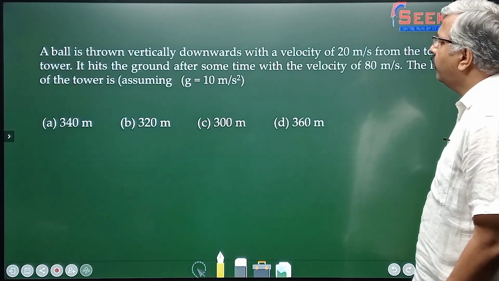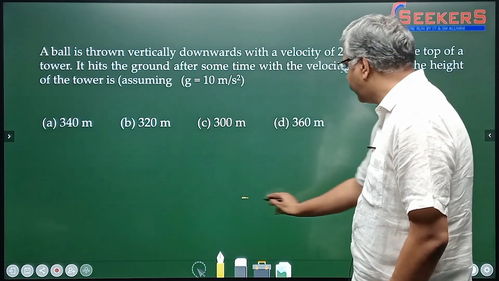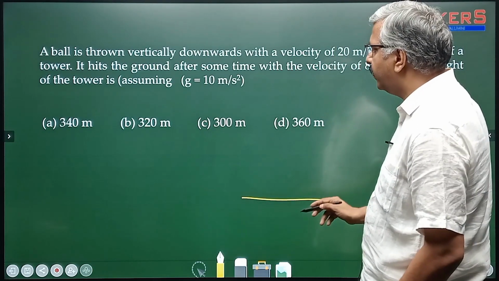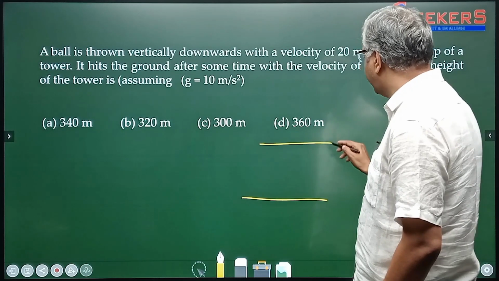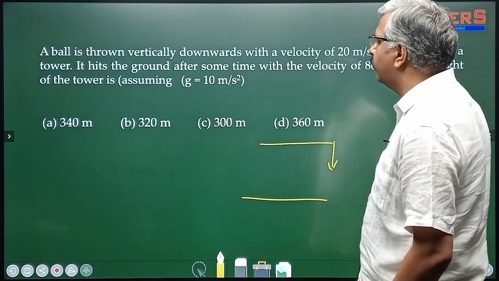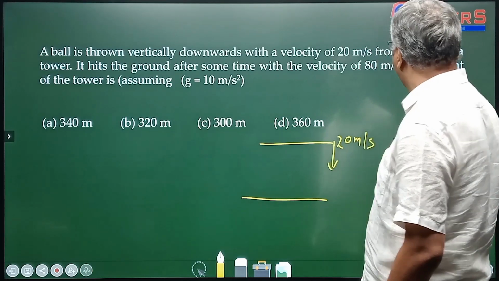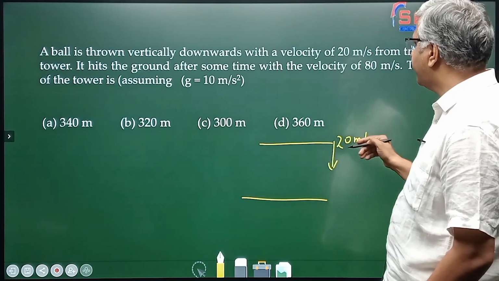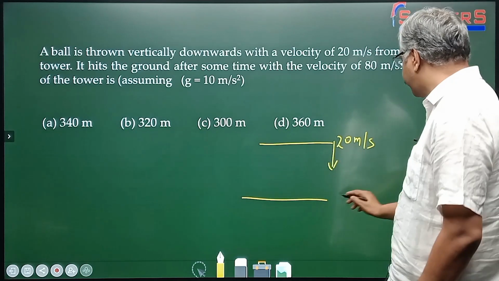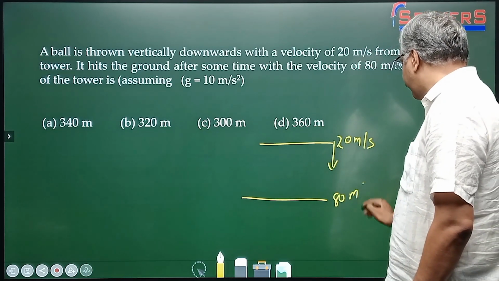So a ball is thrown vertically downwards. There is a tower, the top of a tower. This is the floor, there is a tower, and here it is thrown vertically downwards with a velocity of 20 meters per second, and after some time it hits the ground with a velocity of 80 meters per second.